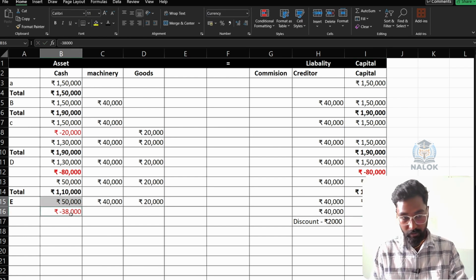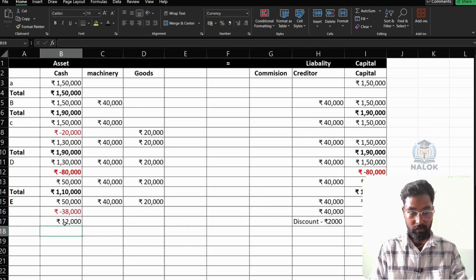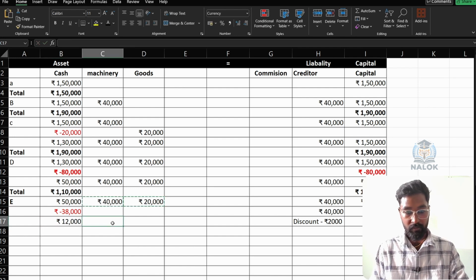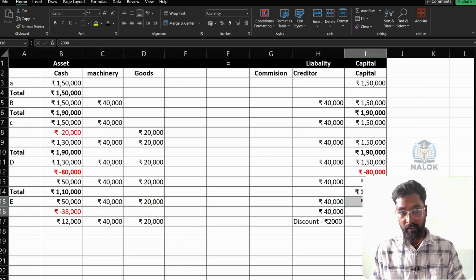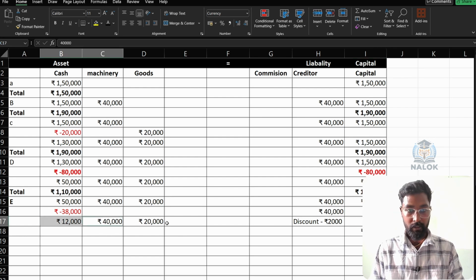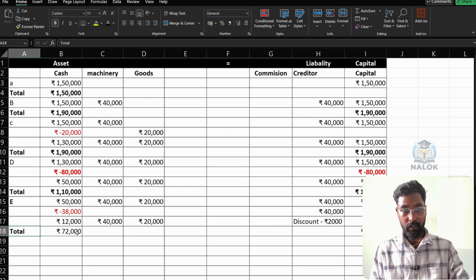Now let's calculate this. 50,000 minus 38,000 comes around 12,000. The machinery and the goods account are not affected. So let's paste this here. 70,000 plus 2,000, 72,000 is the total. 12,000 plus 40,000 plus 20,000 comes around 72,000 as the total. Now it's balanced with the accounting equation.